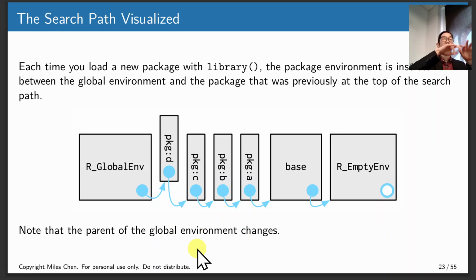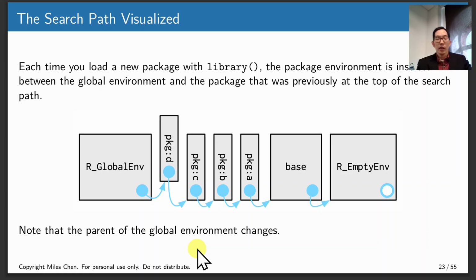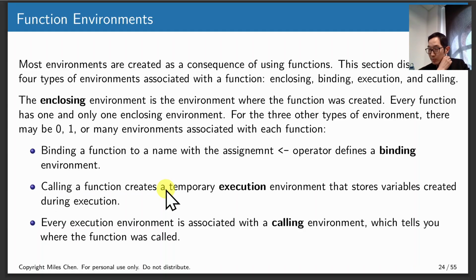So if they type out library mosaic first, then library dplyr, then library ggplot, their search path is going to be different from somebody who put them in another order. Okay, so the search path is going to be different depending on the order in which you load your packages. Now a lot of times the environments that are created are going to be a consequence of using functions.